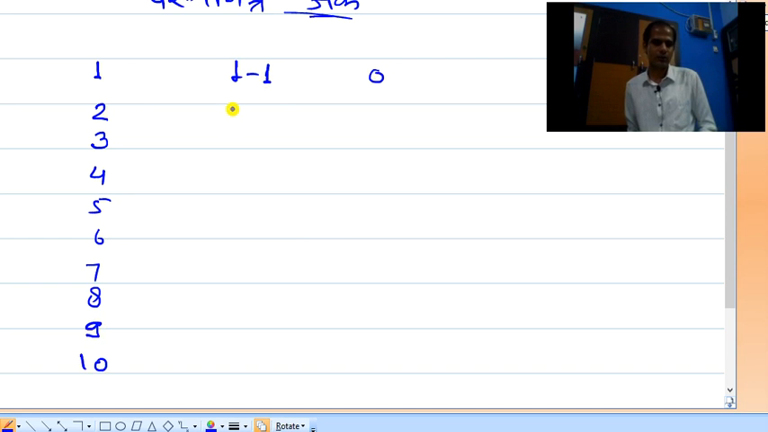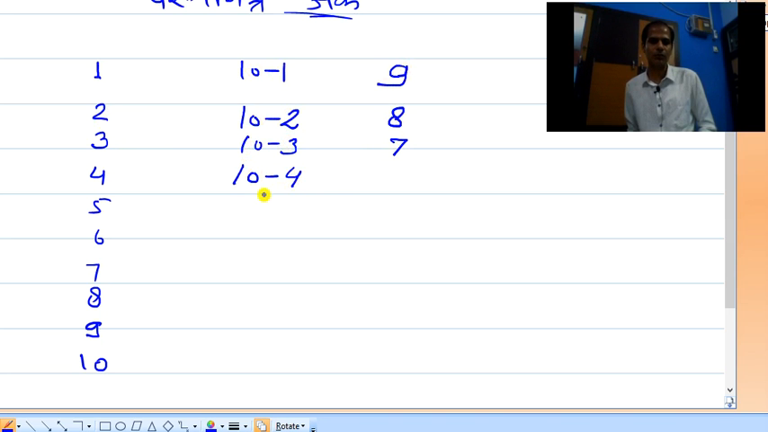Okay, to find the complementary digit, we have to subtract the number from 10. So we perform 10 minus 1, it will be 9. Next digit is 2, so 10 minus 2, it will be 8. Next is 3, so 10 minus 3, answer is 7. For the digit 4, we perform 10 minus 4, 6.